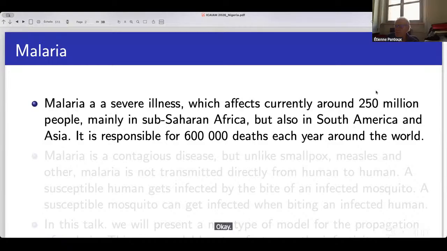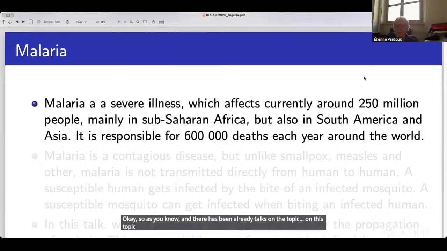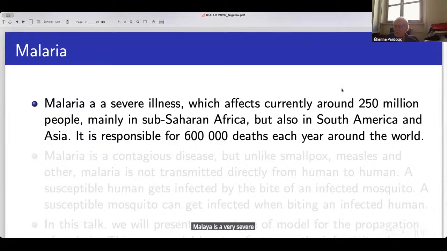Okay, so as you know, and there have been already talks on this topic in the conference so far, malaria is a very severe illness which currently affects around 250 million people in the world, mainly in sub-Saharan Africa, but also in South America and Asia. It is responsible for 600,000 deaths every year around the world.